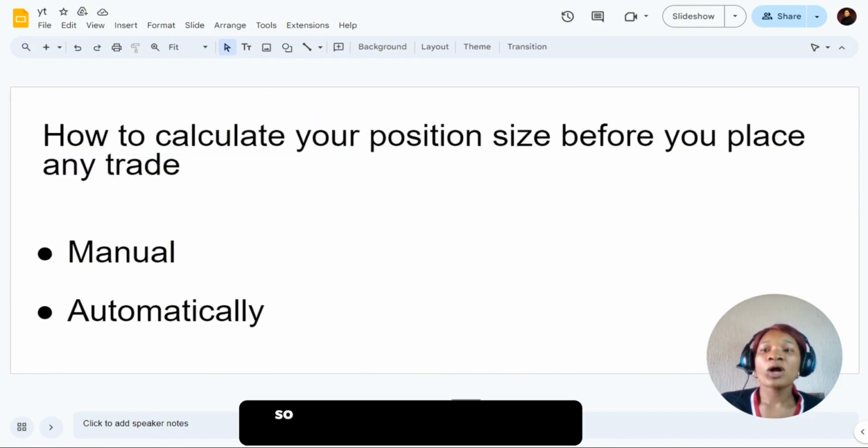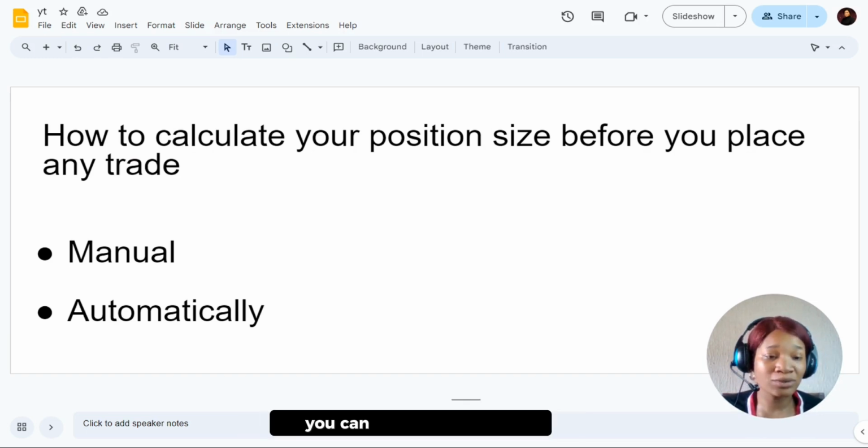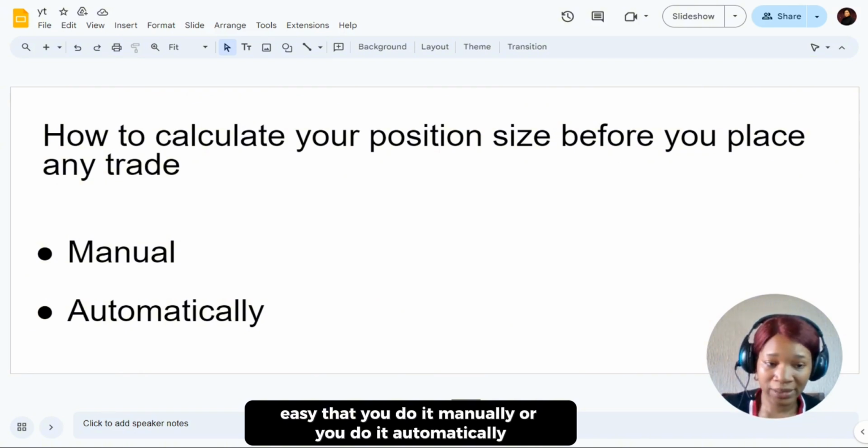Okay. So how to calculate your position size before you place any trade? You can do it in two ways. Either you do it manually or you do it automatically.